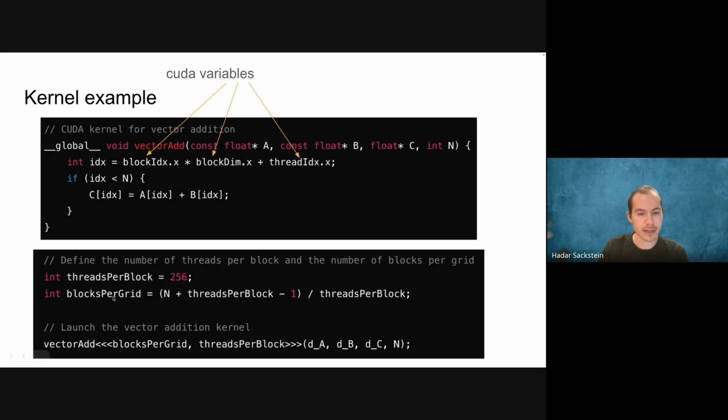But then you need to calculate the number of blocks that you need, because you have a vector of length n. So how do you calculate the number of blocks? Usually you use this convenient equation to take the division and then round it up, instead of using a ceiling function. And then you launch the kernel with these parameters, the number of threads per block and the number of blocks that you need. And you give the pointers to the other parameters.